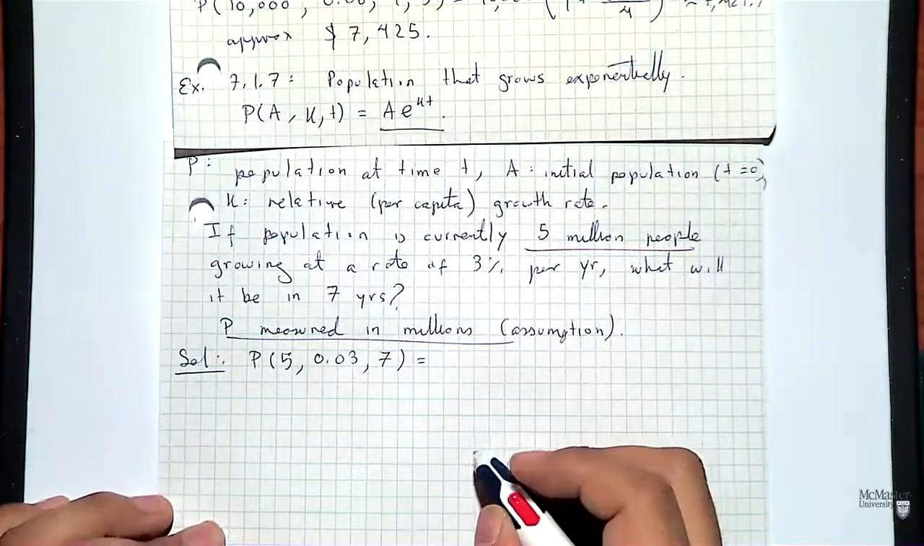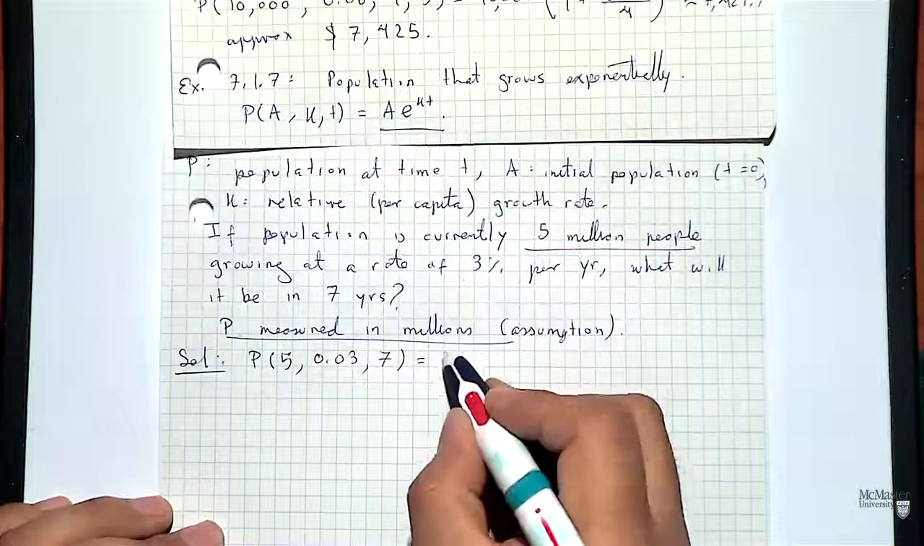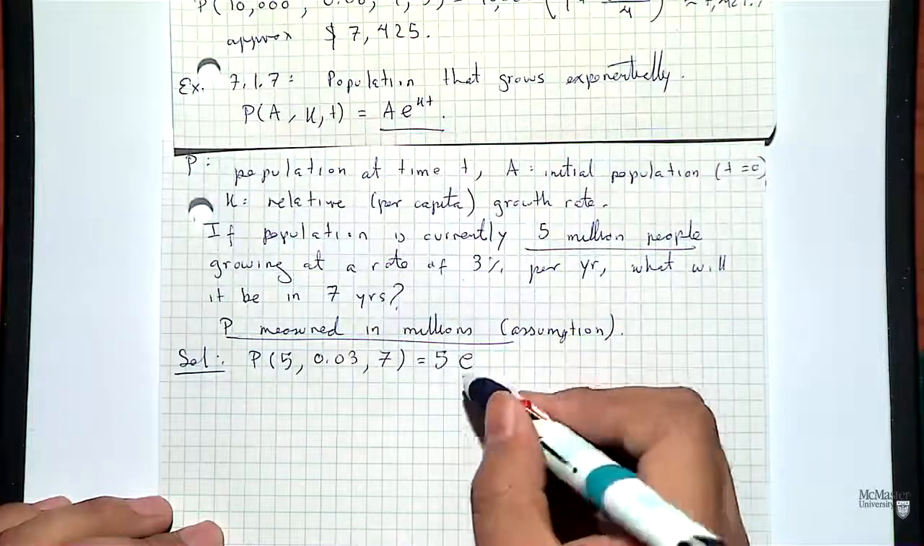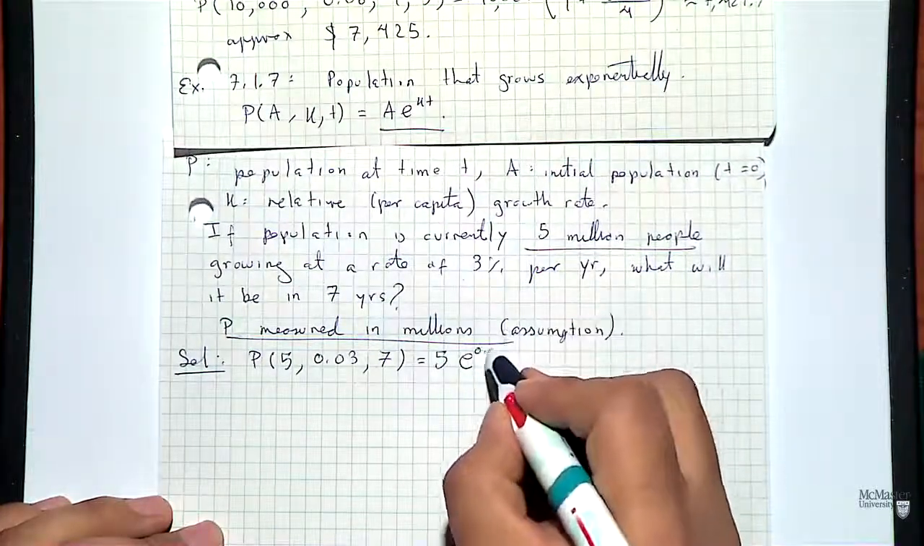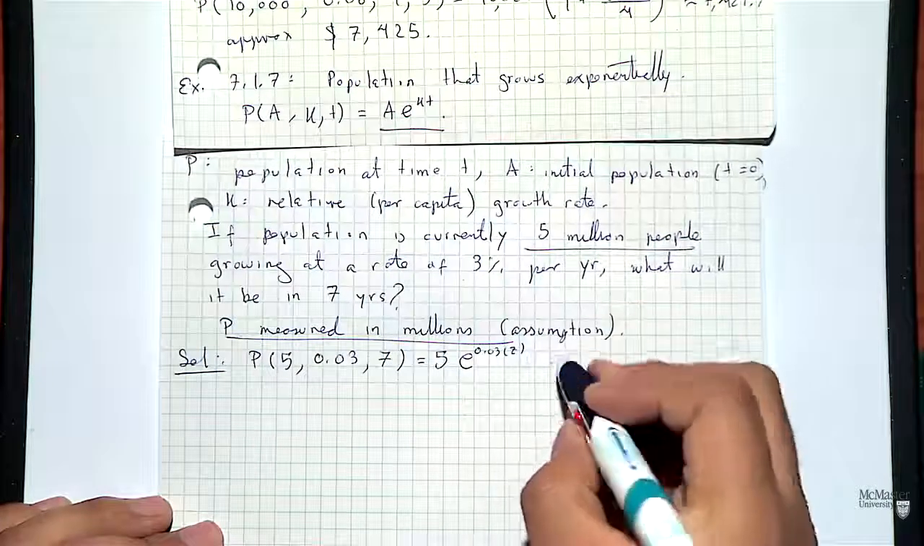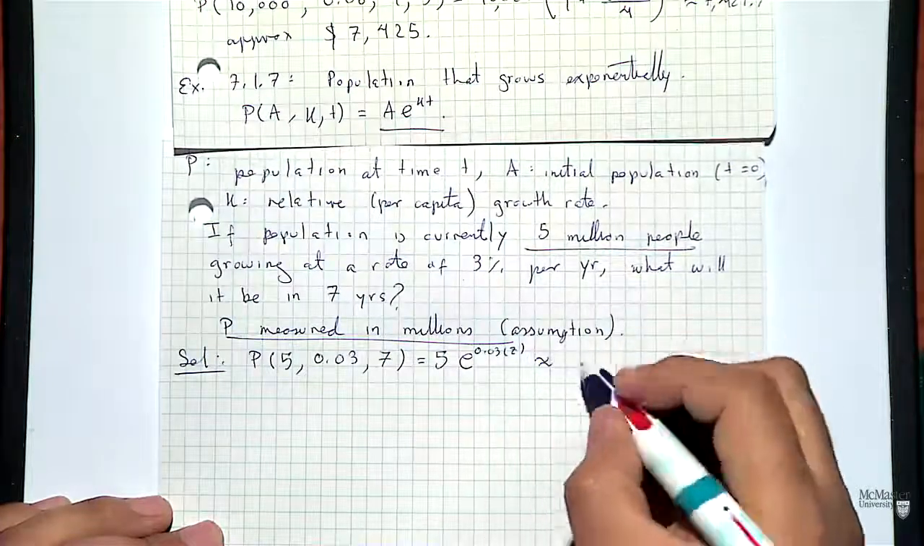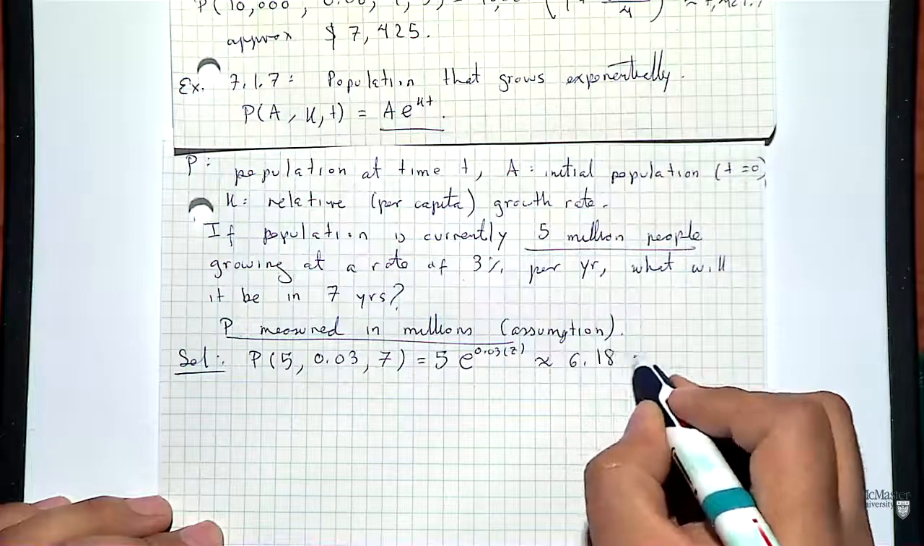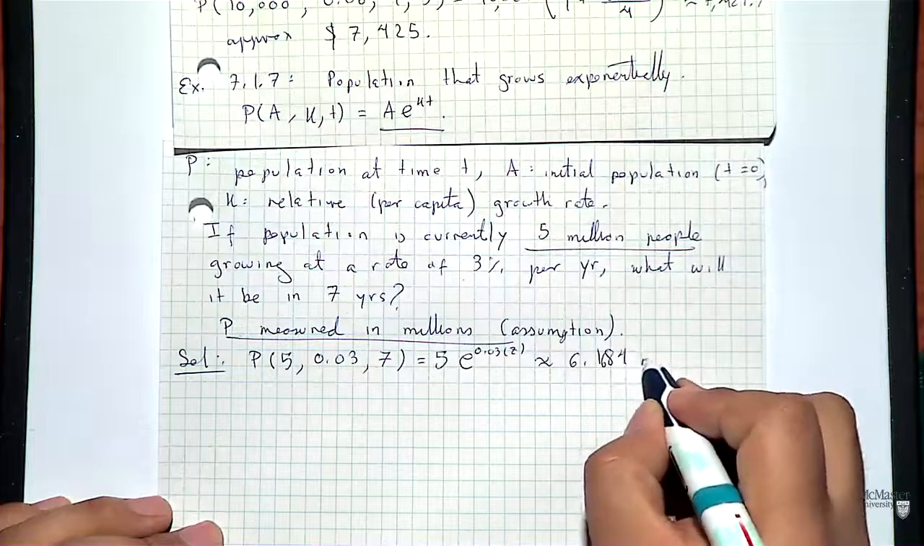A times e to the kt. And so you have A equal to 5, e to the kt, with the product of 0.03 times 7. If you do the computation, basically you have 6.1684 million.